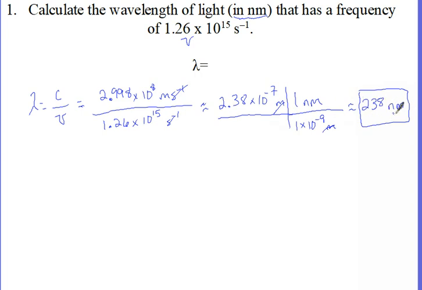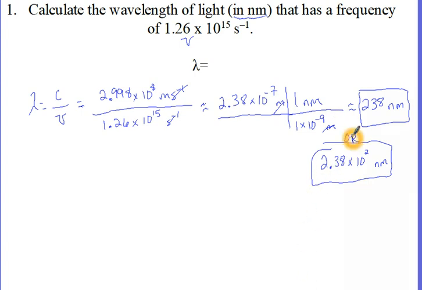You don't have to write that in scientific notation, but if you did, it would be 2.38 times 10 to the second nanometers. Same value, just if you decided to write it in scientific notation. But that number, 238 nanometers, it's not necessary for you to write that out. So this particular answer, 238 nanometers, either way, okay? So that'll take care of that one.